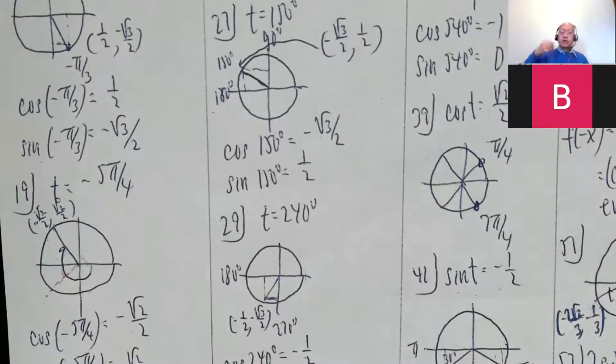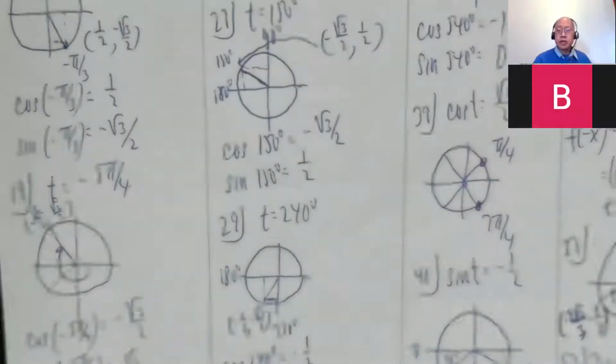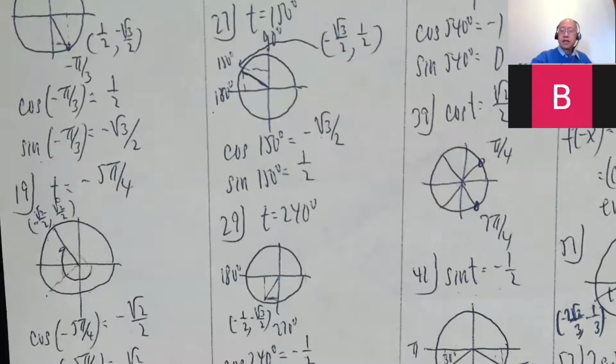Okay, so I think all the angles that have a reference angle of either 30 or 60, just look and see which seems like it's going to be plus or minus a half. The other coordinate is automatically plus or minus radical 3 over 2.